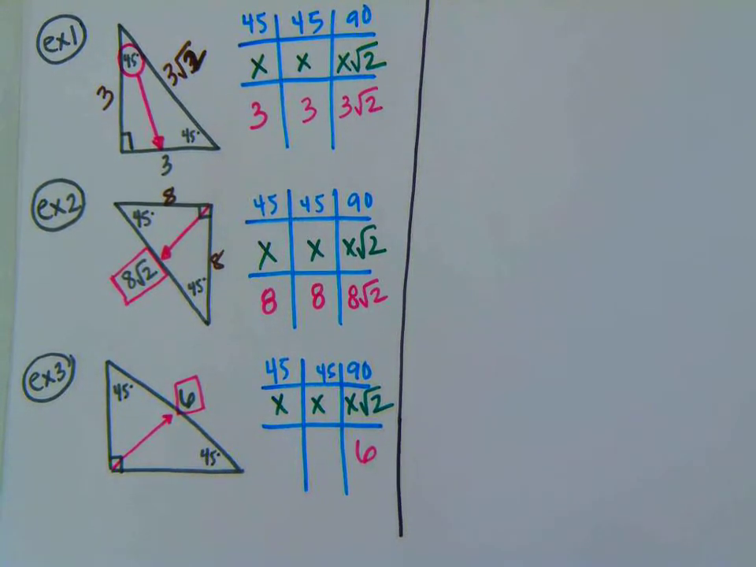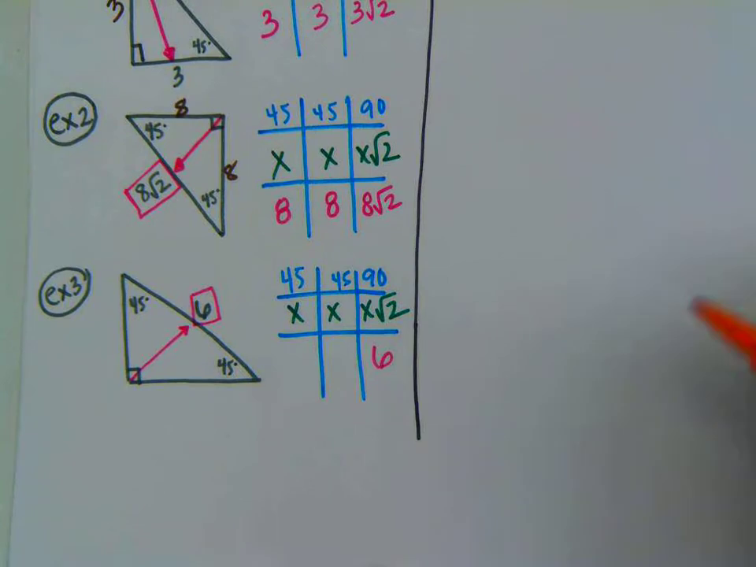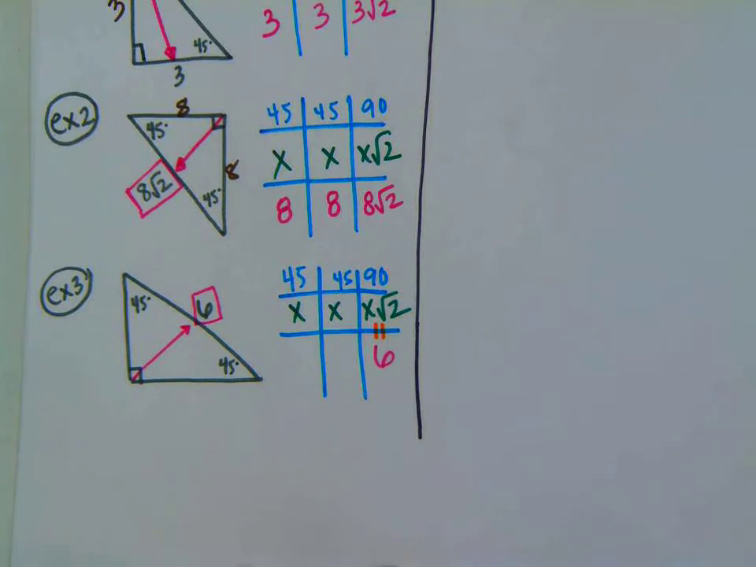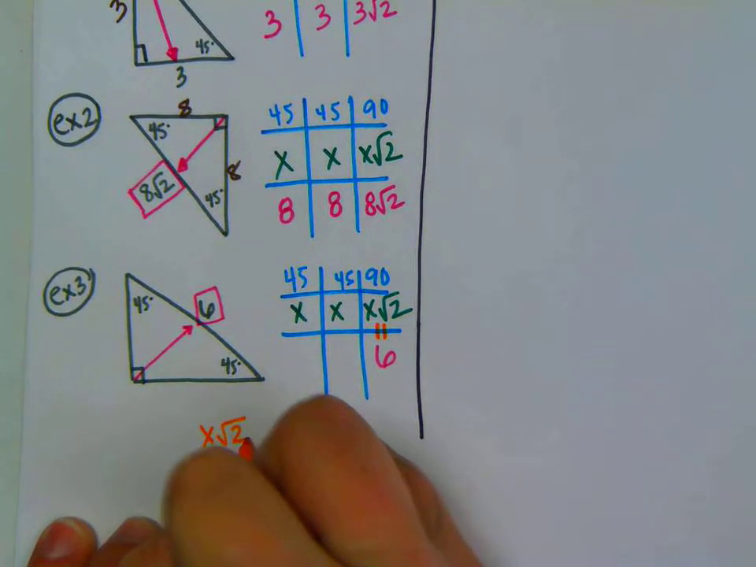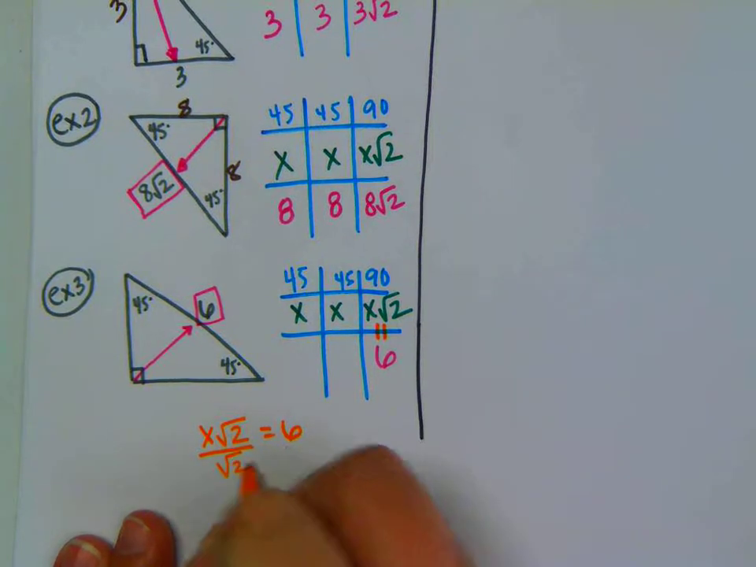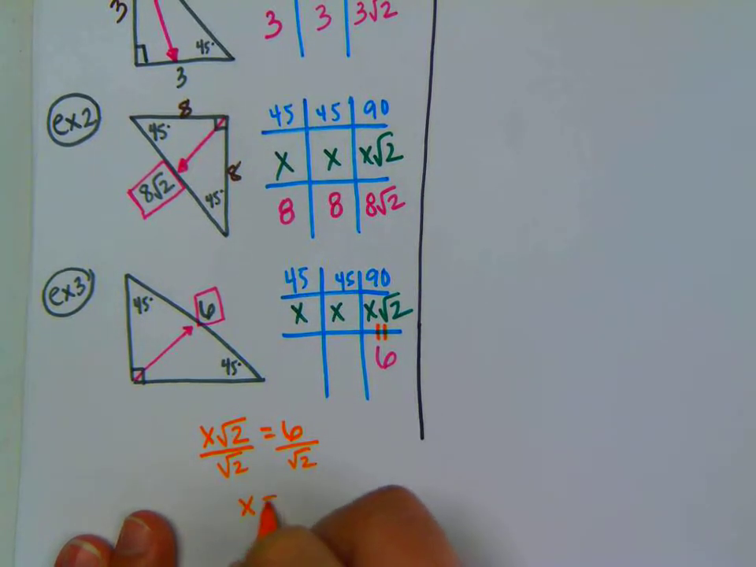Okay? Now, why is example 3 a little bit harder? There's no root 2, right? It says 6. Okay, well, I know that x root 2 has to be 6, so those actually equal each other. So I'm going to say x root 2 equals 6. I need to find x. So how do I find x? Divide by root 2. So x equals 6 over root 2.